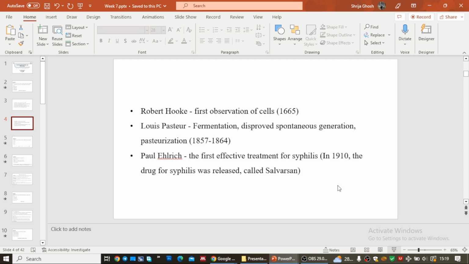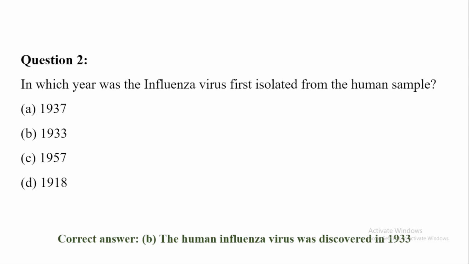So question number 2. In which year was the influenza virus first isolated from a human sample? So from a human sample, the influenza virus was isolated. In which year was it isolated? 1937, 1933, 1957 and 1918. So the correct answer for this question is 1933. In 1933, the human influenza virus, it's a human virus.